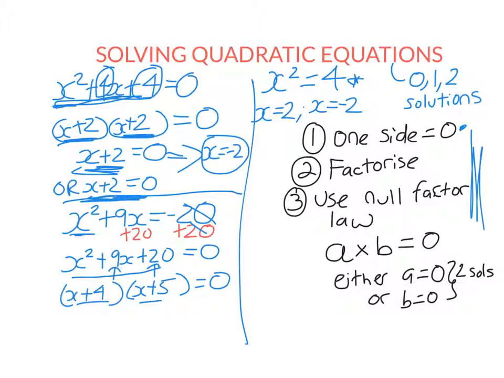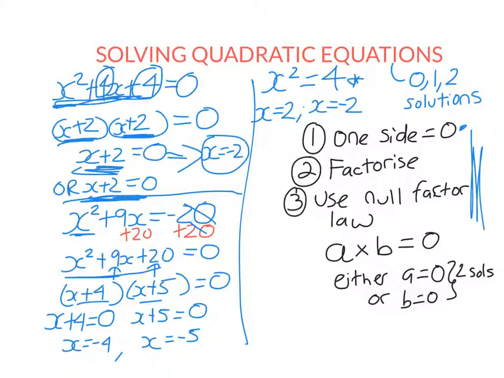So step 3 is use the null factor law. So either the first bracket is equal to 0, which means, of course, that x is equal to minus 4, or the second thing is equal to 0. And if x plus 5 equals 0, that's a linear equation. Just subtract 5 from both sides.